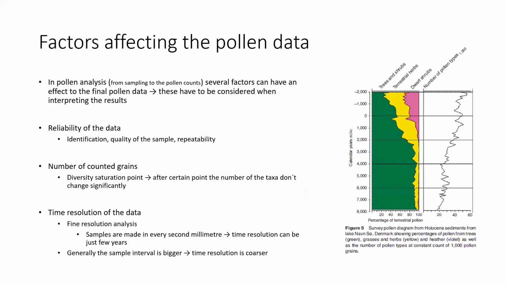And all of these can affect the actual or the final record that we derive from the sediments. An important point is the reliability of the data. Also that the core is obtained properly, we have good chronology, and there hasn't been any contamination. For example, if you sample during the summer, you can have a lot of contamination from the air in the pollen. So usually autumn, early spring or winter are the best times to avoid the contamination.